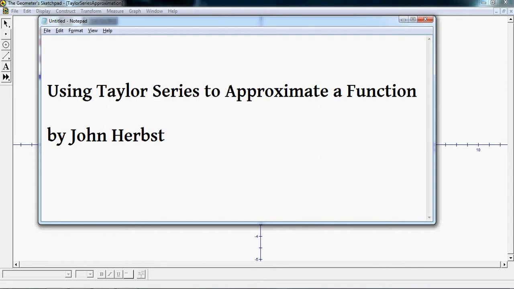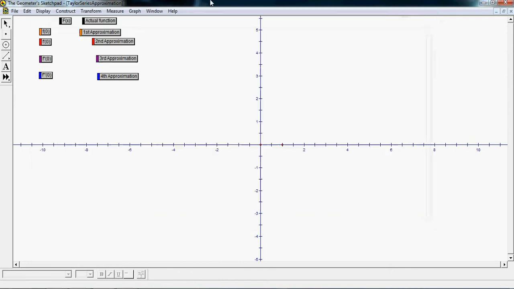Hi guys, I'm John Herbst, and today I'm going to be talking to you about how we can approximate a function we don't really know that much about, besides some features of the function at an initial starting point. So let's take a look.